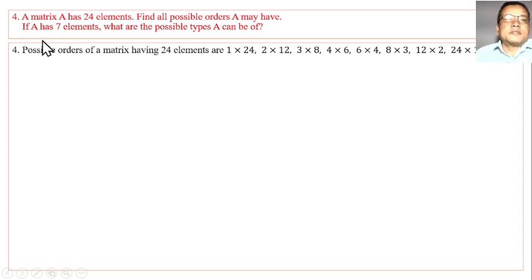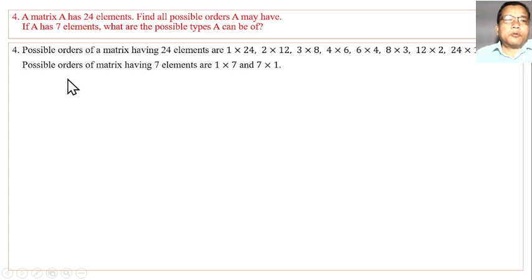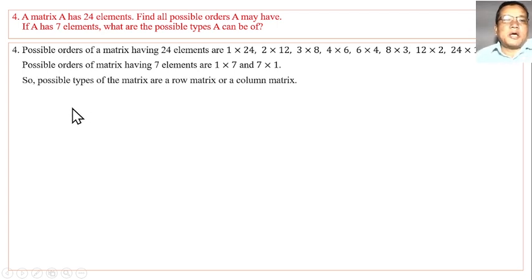If A has 7 elements, what are the possible types A can be of? Possible orders of a matrix having 7 elements are 1 by 7 and 7 by 1. 7 is a prime number. So the possible types of the matrix are a row matrix or a column matrix.